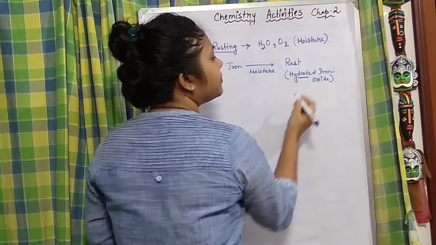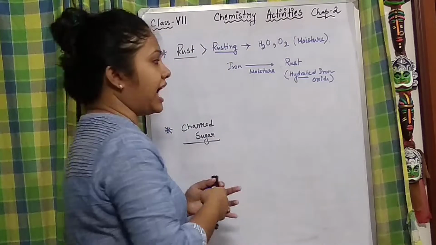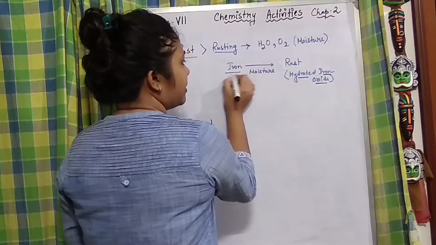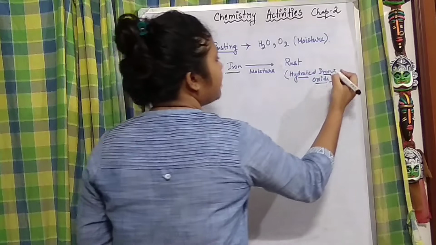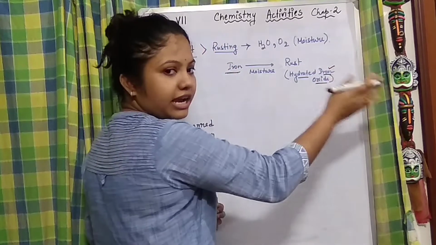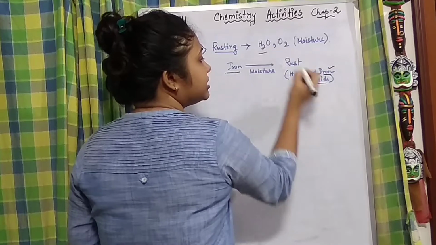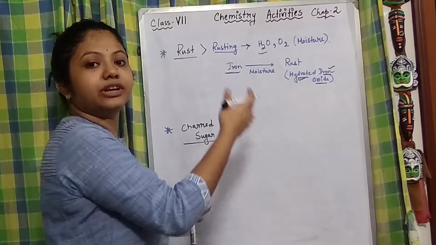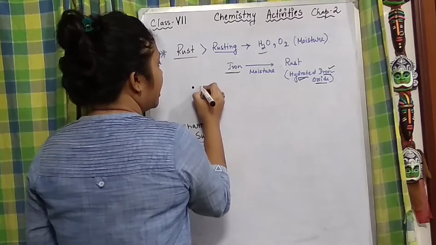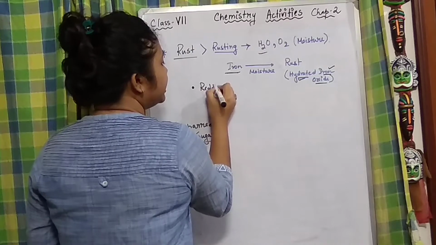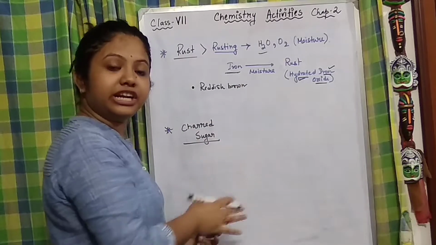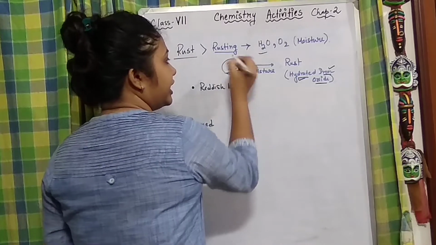Hydrated means in the presence of water. And how does this iron oxide form? Iron is the principal item, and in the presence of oxygen it forms iron oxide, and due to the presence of water we call it hydrated iron oxide. Now what was their property? They look reddish brown, which is pretty different from the color of iron.